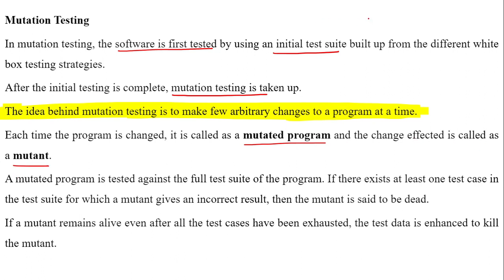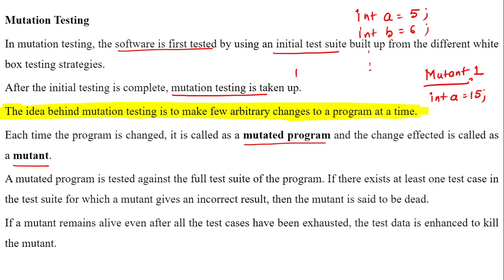Suppose initially my program was int a is equal to 5 and then int b equal to 6 and so on. Now, when we make a mutant, in mutant 1 I changed a is equal to 15. Then in mutant 2, I changed the value of b is equal to 20. So this is how you will change the values of your program.